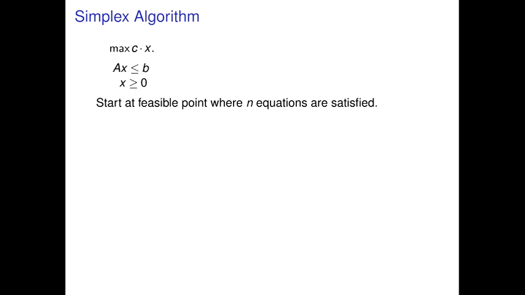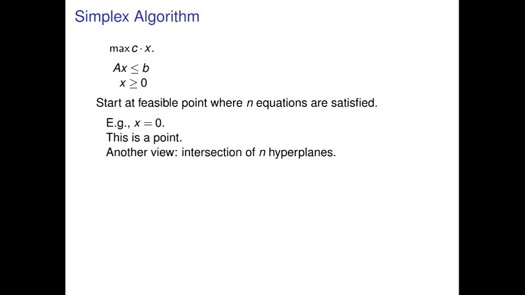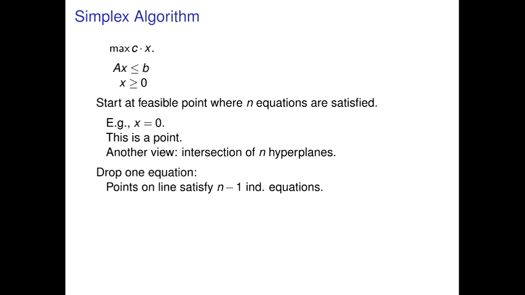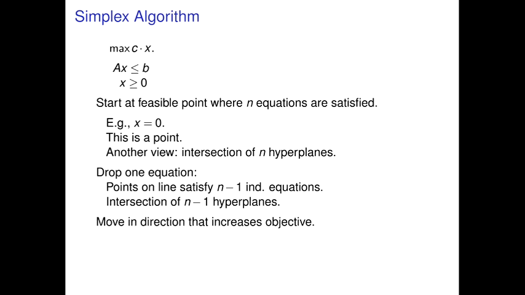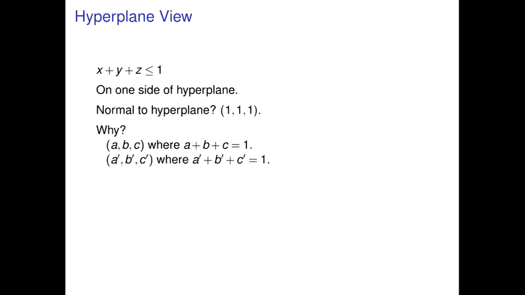Okay, so now let me just show you that this is the simplex algorithm in some sense. You start at a feasible point where n equations are satisfied, for example, x equals 0. And then you view the intersection of n hyperplanes. And then you drop one equation, and the points on the line satisfy n minus 1 independent equations. And then you go along this edge of the polytope until you hit a constraint.